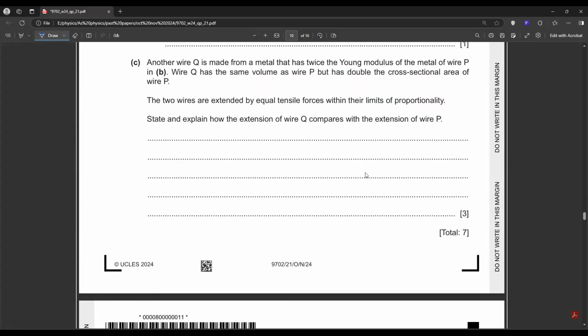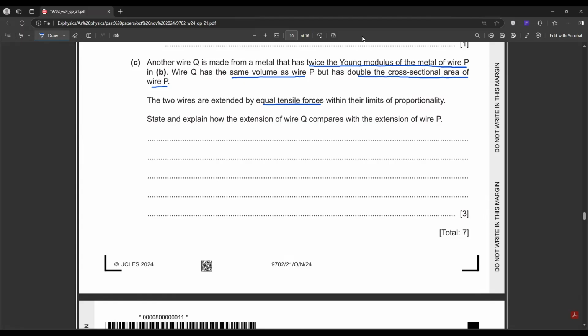Another wire Q is made from a metal that has twice the Young's modulus of the metal of wire P. Wire Q has the same volume as wire P, but double the cross-sectional area of wire P. The two wires are extended by equal tensile forces within their limit of proportionality. State and explain how the extension of wire Q compares with the extension of wire P.